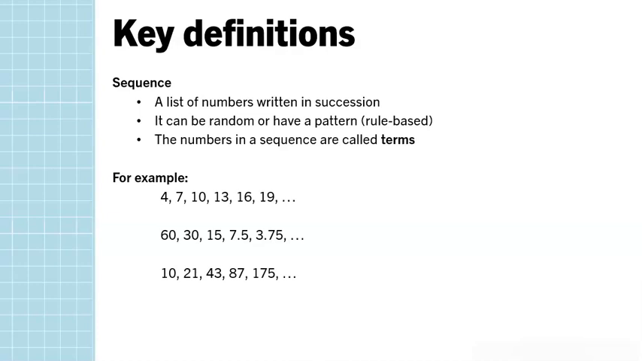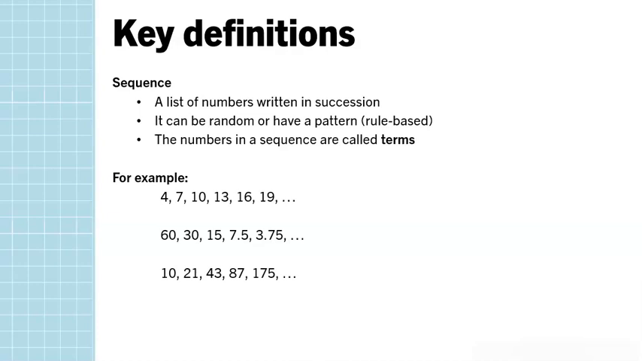The second one: 60, 30, 15. This time it's not a constant change, but it appears that we're dividing by 2 each time, so we're halving the numbers as we go. Again, it's following a rule or a pattern. The third one: 10, 21, 43, 87, 175. It might not be as easy to see, but the pattern we're following is multiplying by 2 and adding 1 each time.